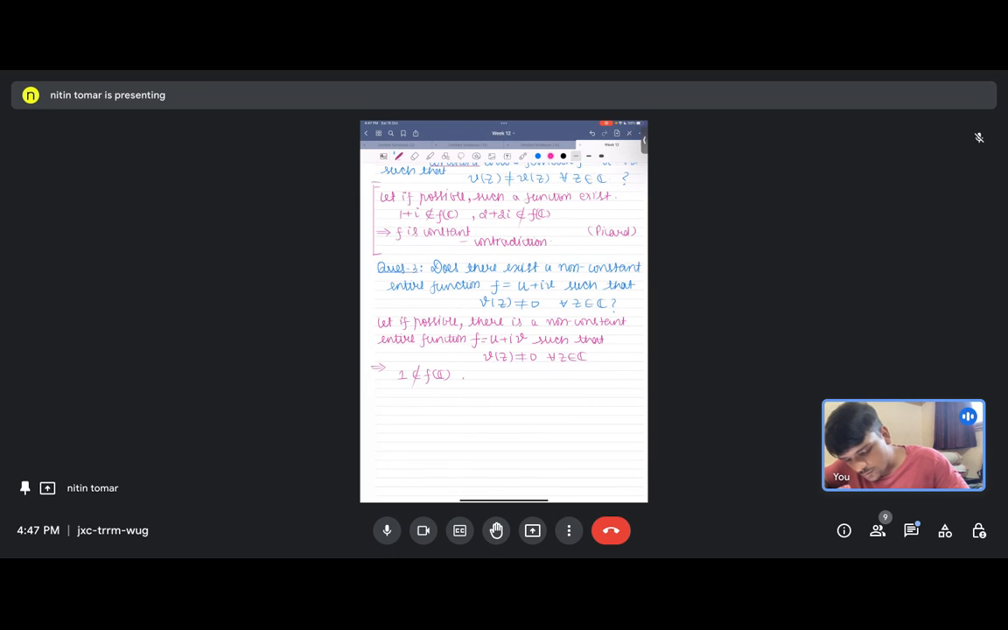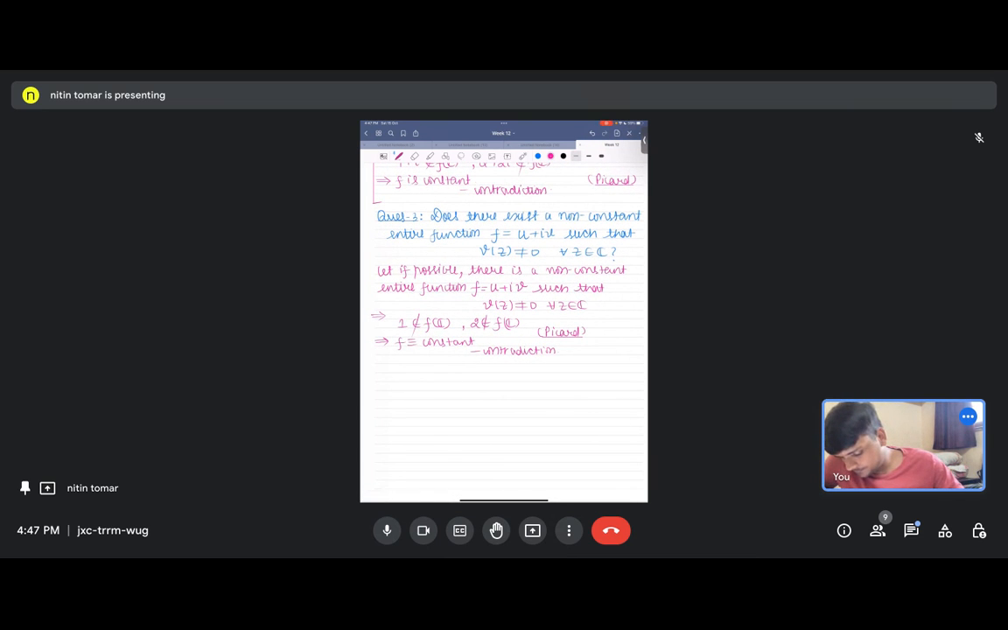And similarly, does 2 belong to f of c? No, right? So again, using the same logic, f is constant, right? Why? Because you have the little Picard theorem. f is constant, and this is a contradiction. So no such function exists.